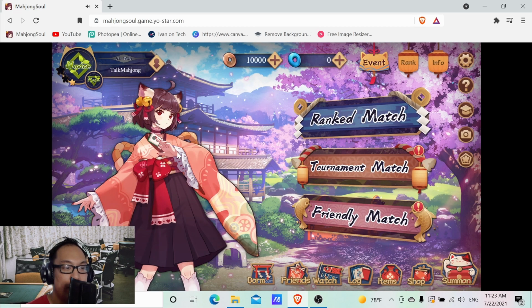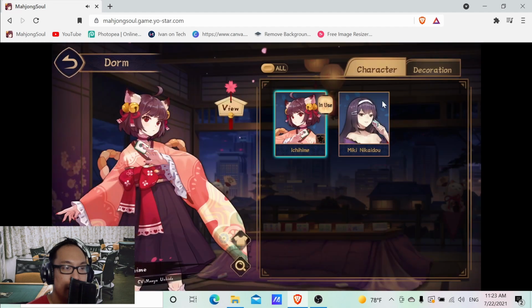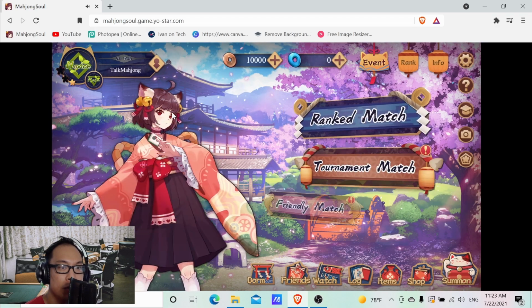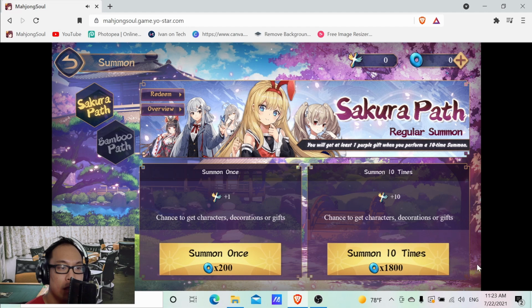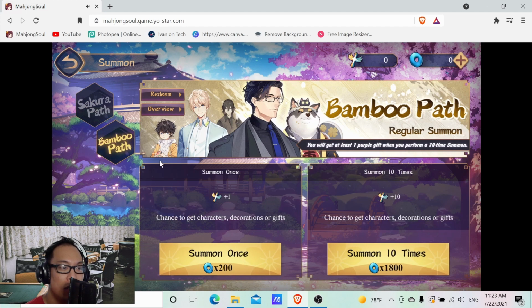Also, by default, you're given Ichihime as your default character. If you want to change your character, you go to Dorm. And we are also given Miki Nikaido. By default, the game will give you these 2 characters. There are other characters. You go to summon, but unfortunately you have to buy. You have to actually purchase a chance to get these characters. And when I say chance, I mean chance. You can't just buy the characters, because we are given a specific amount of jade.